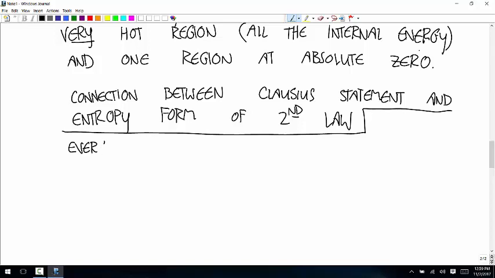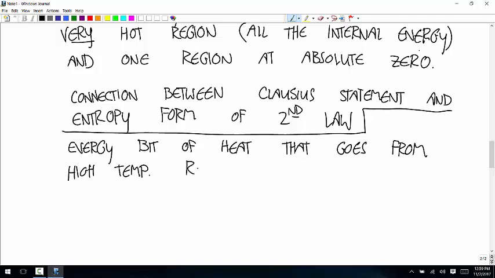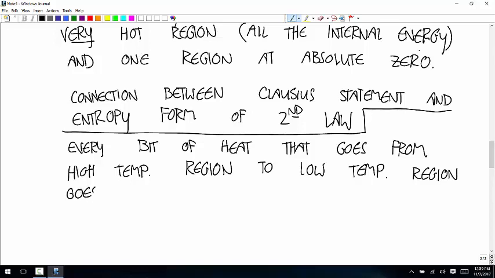Every bit of heat that goes from the high temperature region to the low temperature region goes from being more useful to less useful.